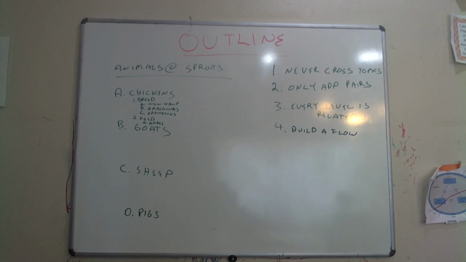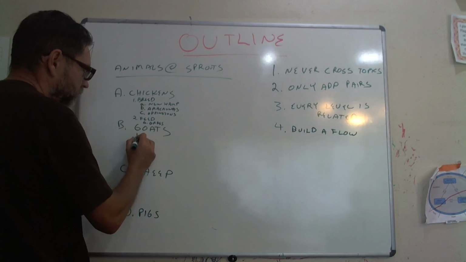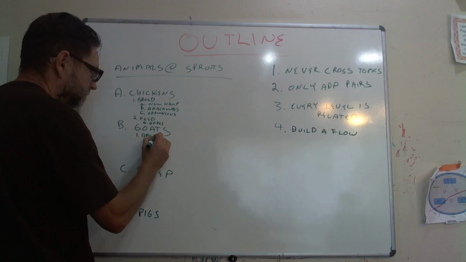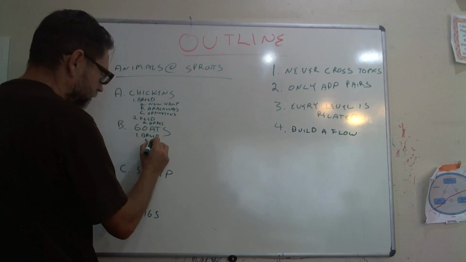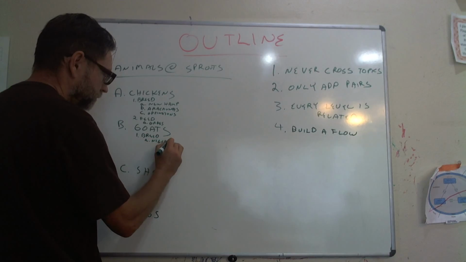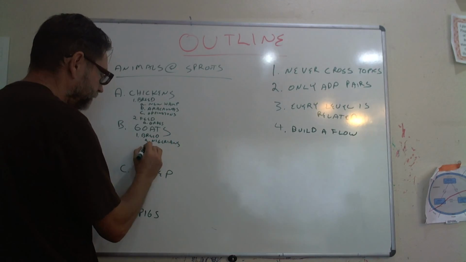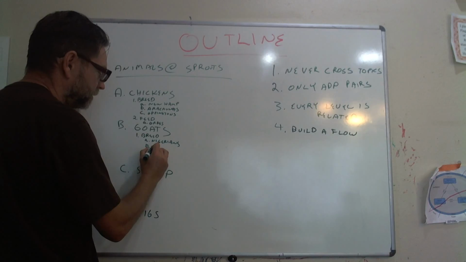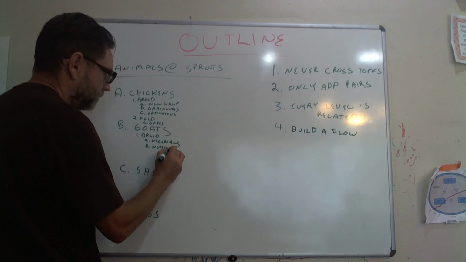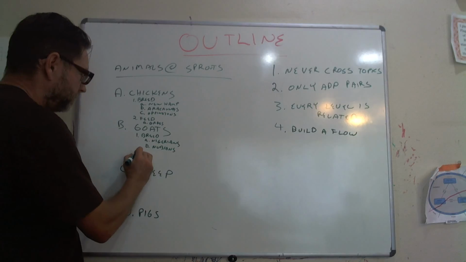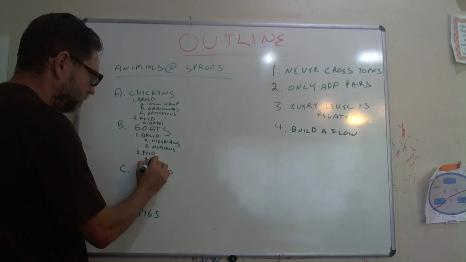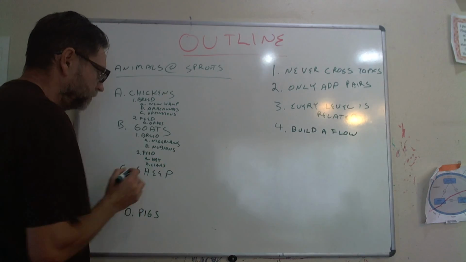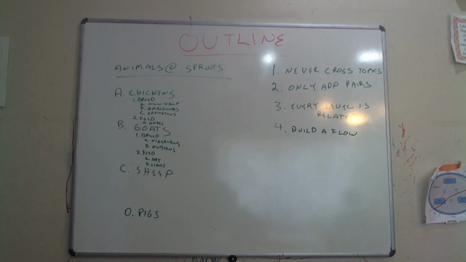You do the same thing with goats. Okay, what about our goats? Well, we're going to talk about breed. What breeds do we have here? Nigerians. What else do we have? Mini Nubians. What do they eat? Hay, leaves, blah, blah, blah. You see this neat little outline?